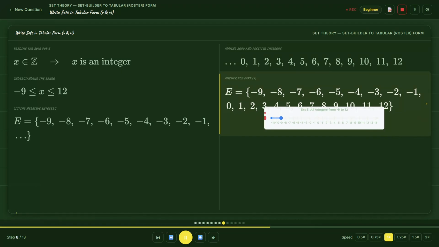Here is our full answer for part 5. Set E has 22 members in total. Every integer from -9 to 12 all listed out nicely.